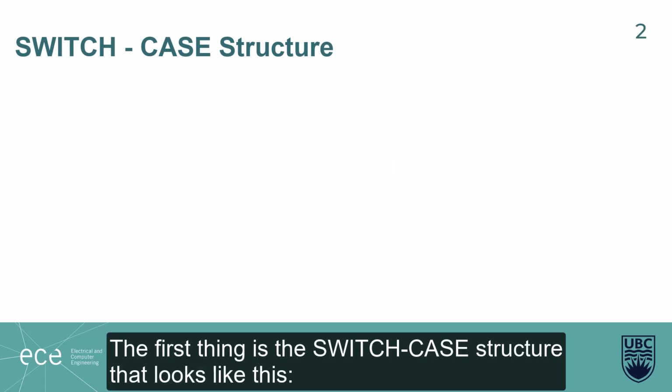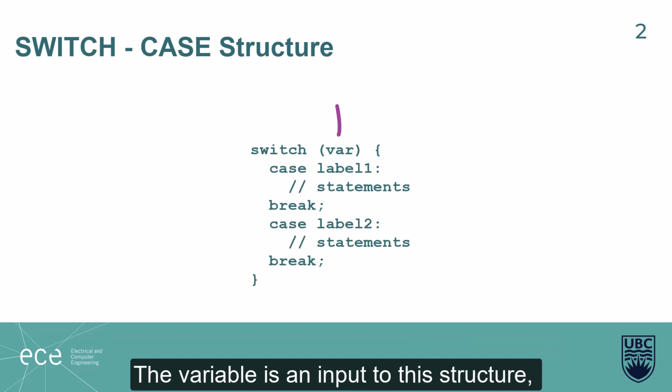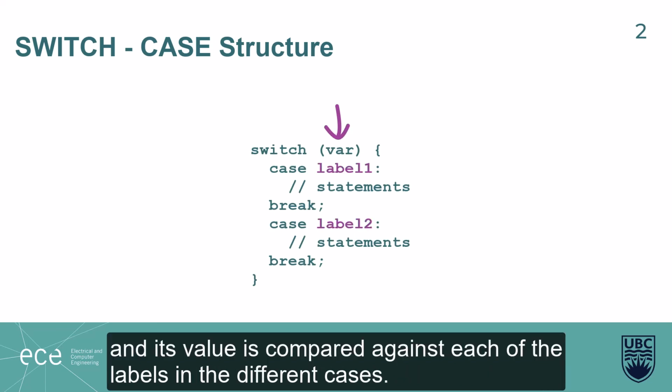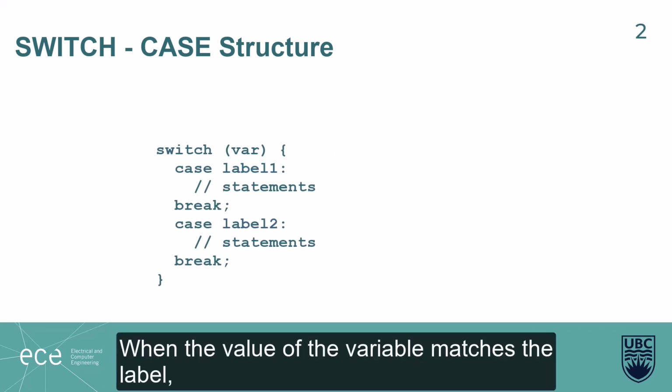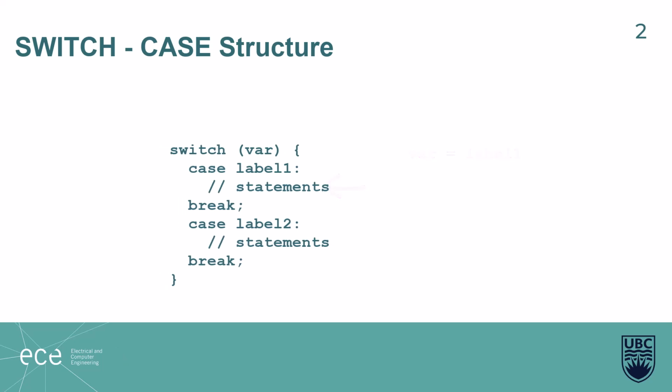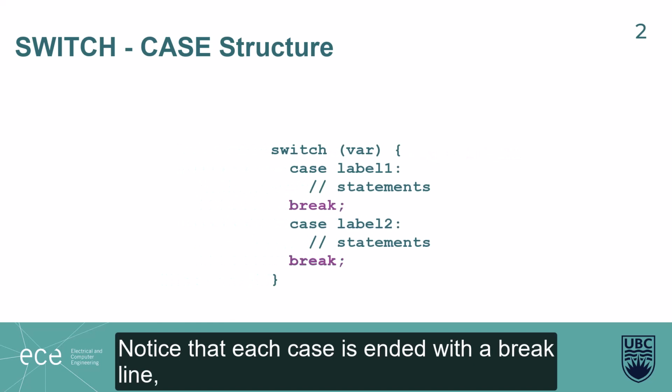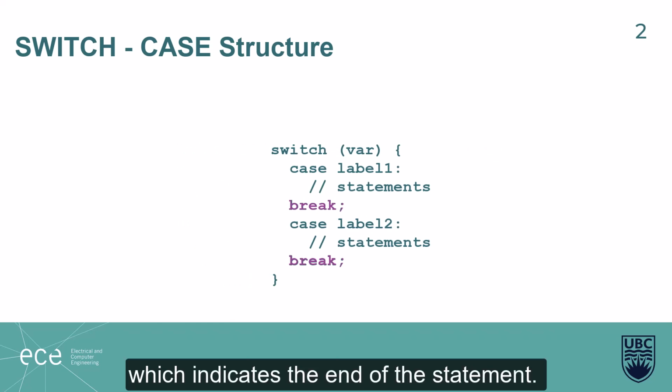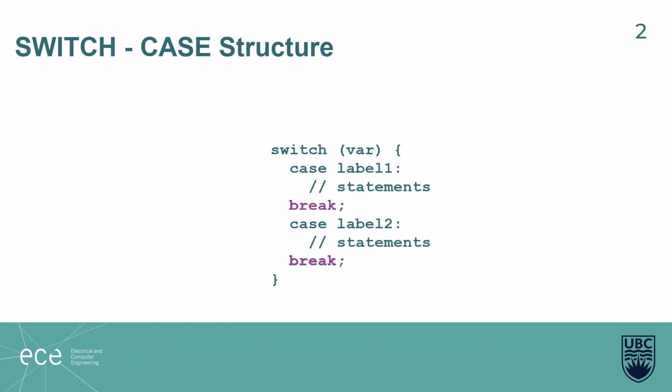The first thing is the switch case structure that looks like this. The variable is an input to this structure, and its value is compared against each of the labels in the different cases. When the value of the variable matches the label, the statements of that case get executed. Notice that each case ends with a break line, which indicates the end of the statement.